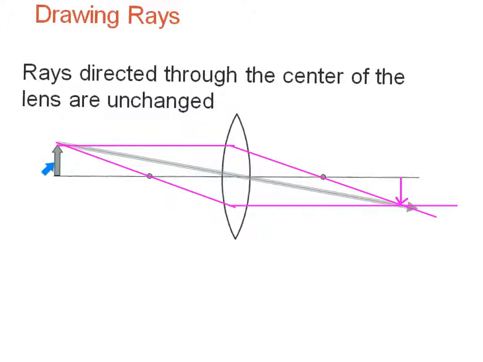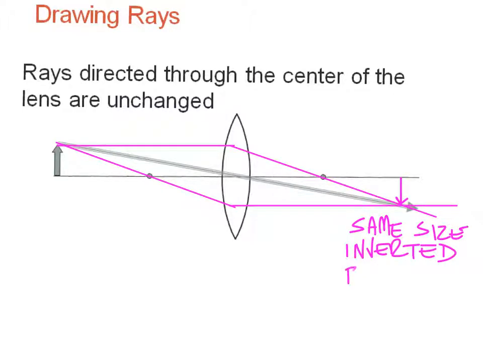Now, the size might change, its orientation might change, and its position along the axis may change, but it's still going to be an arrow. And I notice that my object is upright, my image is inverted. Looking at the size of this arrow compared to this arrow, it appears to be about the same size. So the object is the same size as the image. It's inverted, and all inverted images are real images.